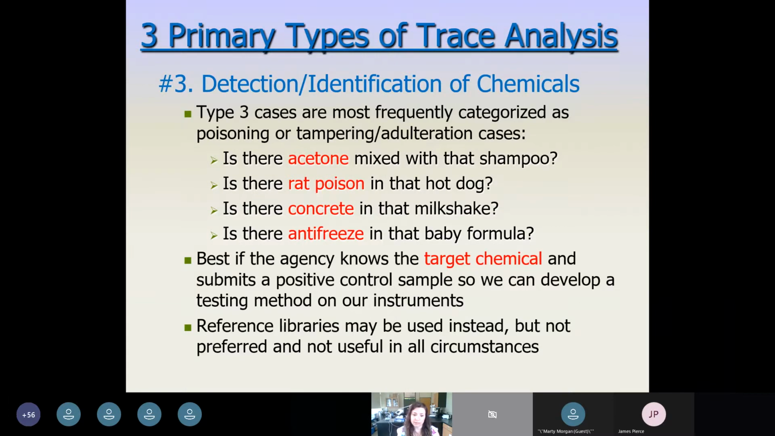Once we actually have identified something, we are able to use reference libraries. However, our preference is to compare it back to that control sample that was provided. It just gives us better agreement between data when the samples are run on our instrumentation versus an external library source.